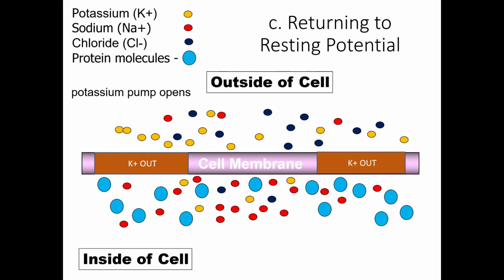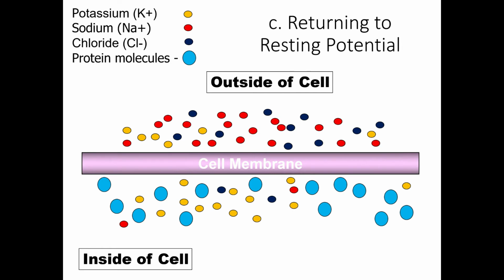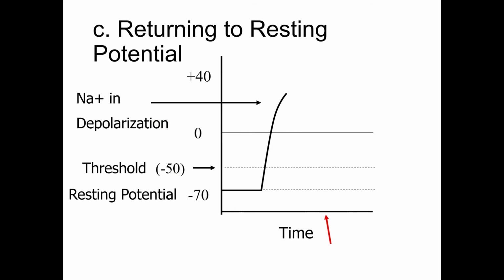Which makes the inside of the neuron negative again. And now we're back to where we began. And this cycle just repeats as the neuron attempts to communicate with each other. So as the inside of the neuron goes back to negative, we call that repolarization, as the inside of the neuron is once again polarized to negative.